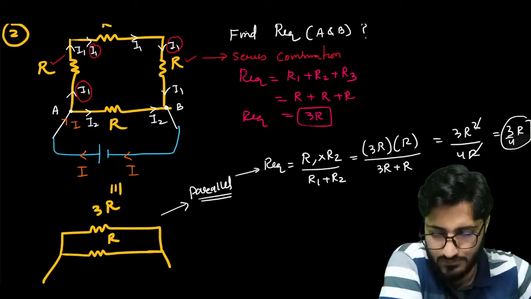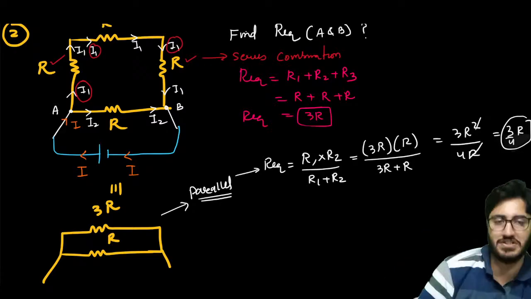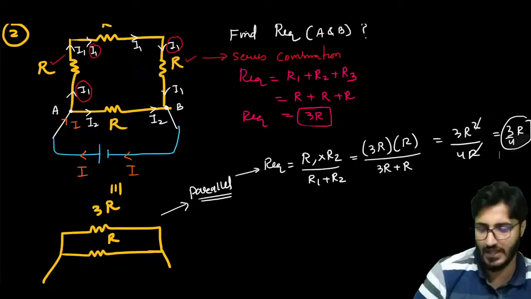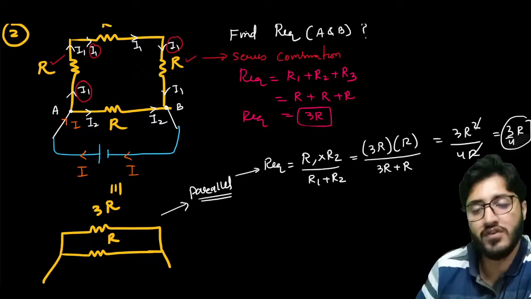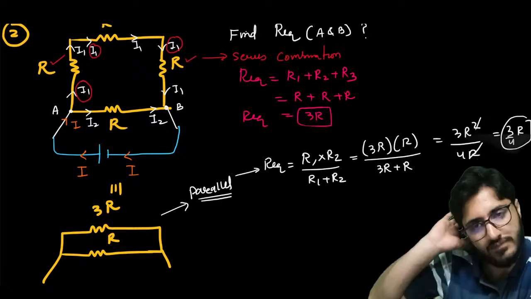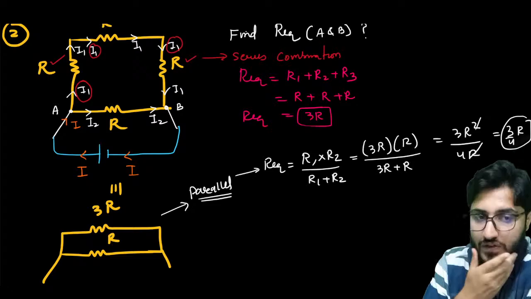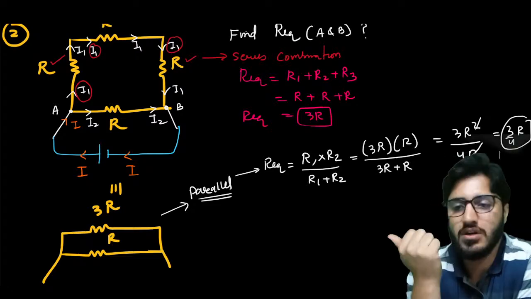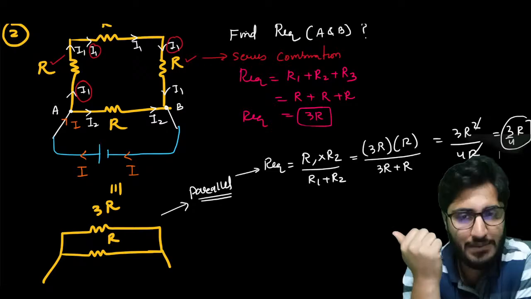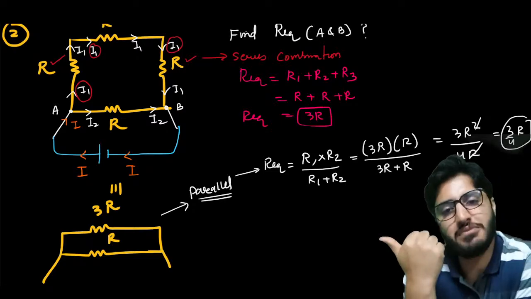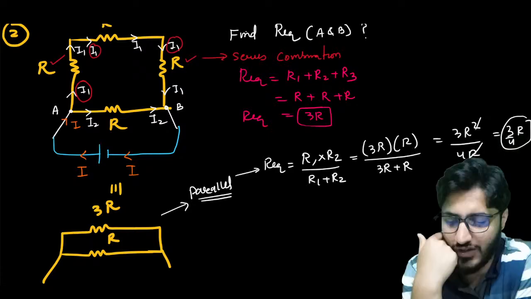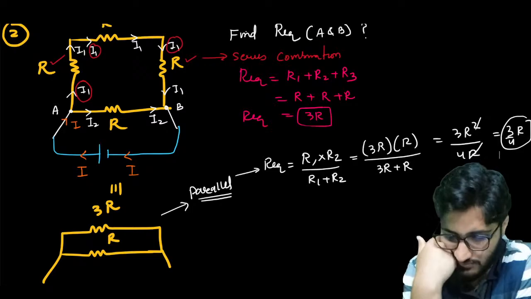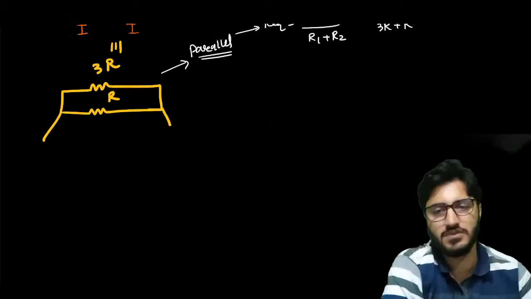With every numerical, the level of hardness increases. Okay. Now you will see the solution of this one, how we got 3 by 4 R. So now your responsibility is to identify the series combination and parallel combination. For series combination, use the series equation. For parallel combination, use the parallel one, right? And at the end, you will get your answer. One more numerical with a combination of both series and parallel.